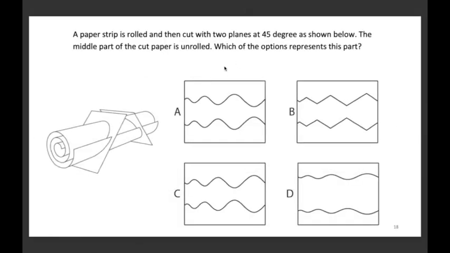All right. First question. A paper strip is rolled and then cut into two planes at 45 degrees, as shown below. There's a paper roll here, which you can see. And then this is cut at 45 degrees by two cutting planes. The middle part of the cut paper is unrolled. Which of the options represents this part?